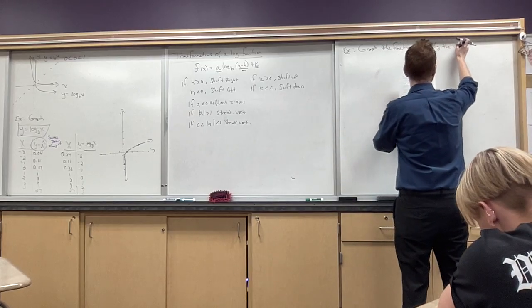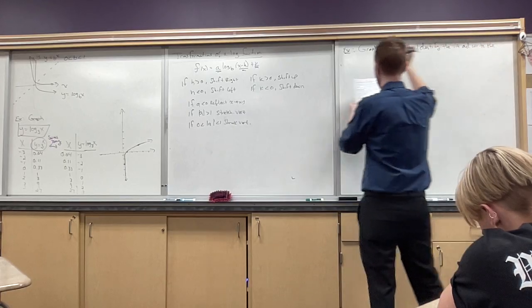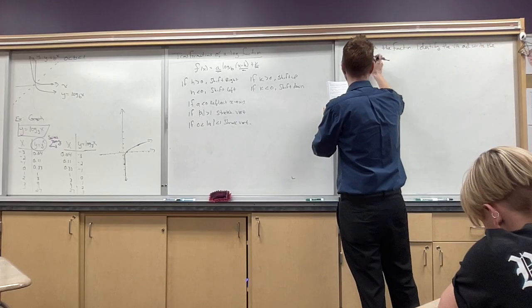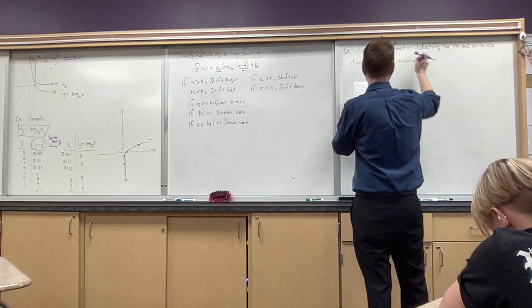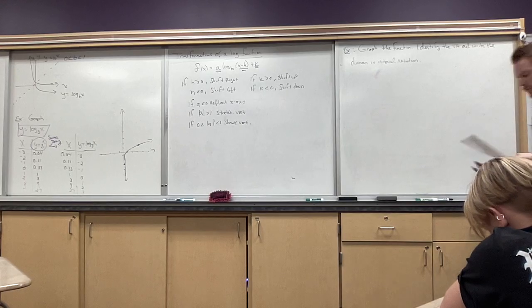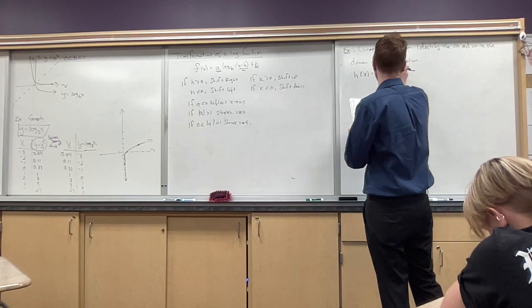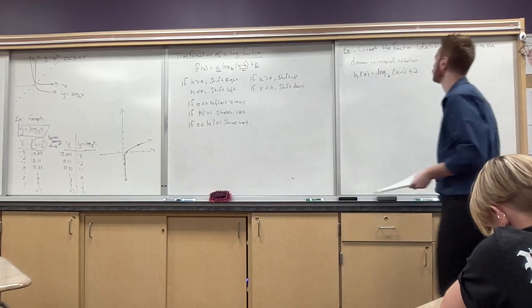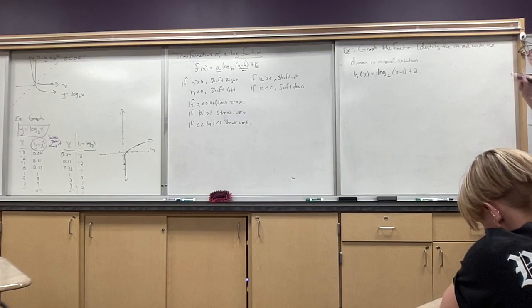Identify the VA, and write the domain in interval notation. Okay. So here's our function. H of x equals log base 2 of x minus 1, plus 2. Okay. Now I'm going to list the transformations next to it.